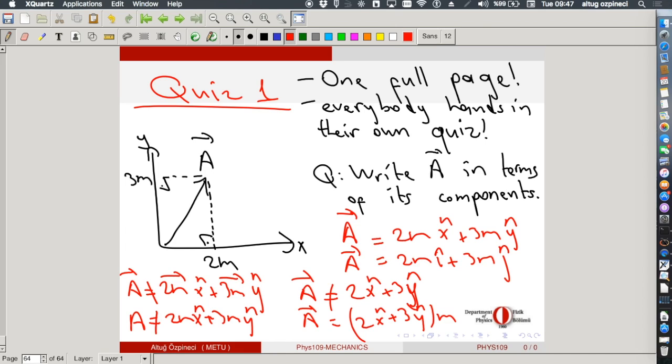These are correct, this one is correct, this one is correct, this one is correct. This one you don't have the units over there, so that's wrong. Is it okay if you put units after the x hat and y hat? That's fine. I mean, it gets confusing, but you have the units, that's fine.